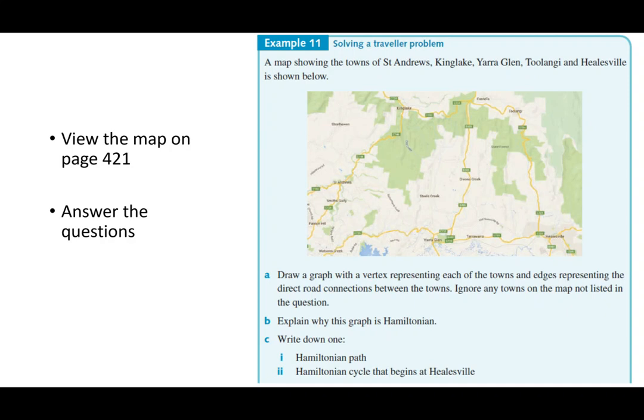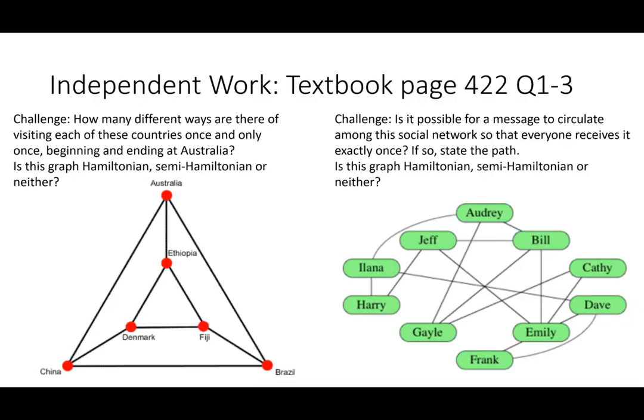Let's have a look. So this is our graph. It's the same one. I could literally just go around the outside. I've visited every vertex once. As boring as. Write down a Hamiltonian path. SA to YG to H to T to K to SA. Write down the Hamiltonian cycle. It begins at Healesville. H, T, K, S, A, Y, G, H. I just saved us 10 minutes.